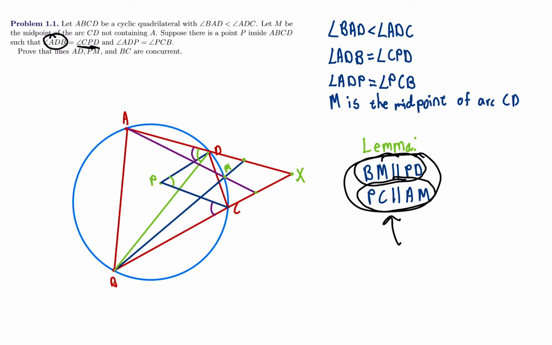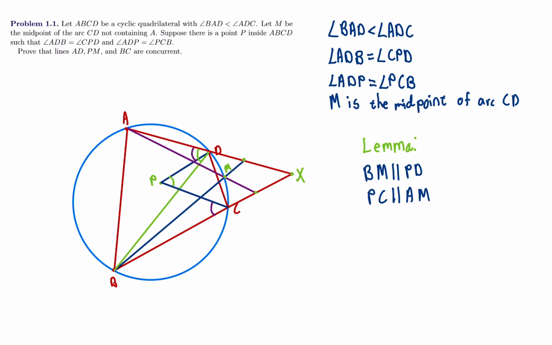Angle DPC is equal to this angle. And by the parallel lines PC and AM, that angle is equal to this angle. And by the cyclic quadrilateral ADMB, that angle is also equal to this angle, which is what we desired. So therefore, we know that these parallel lines hold.